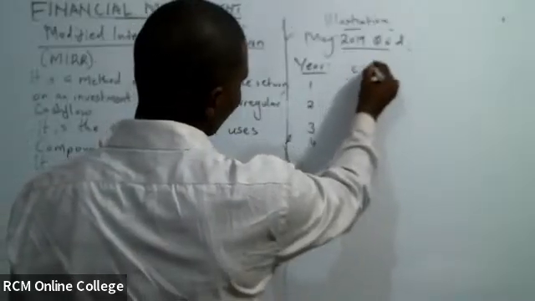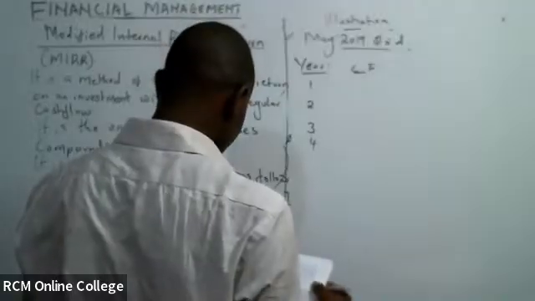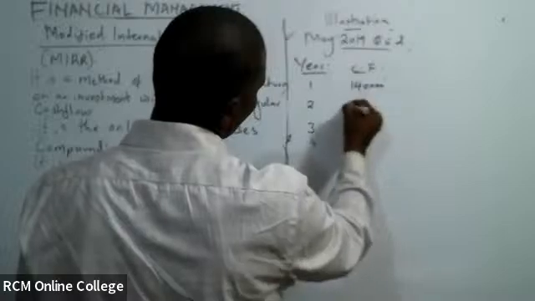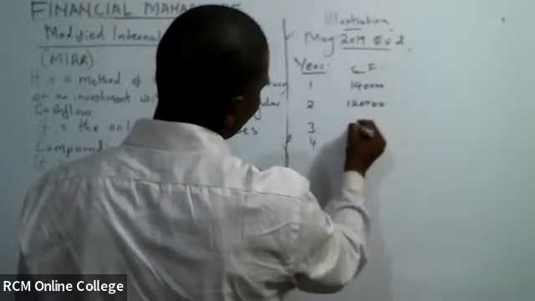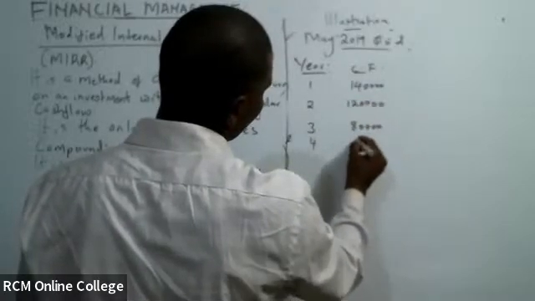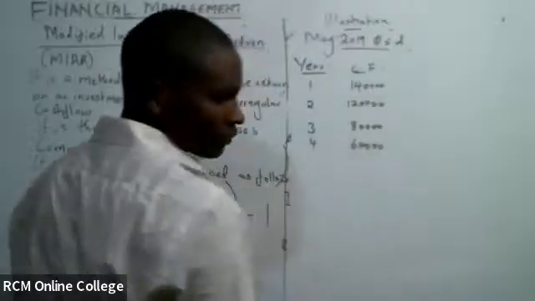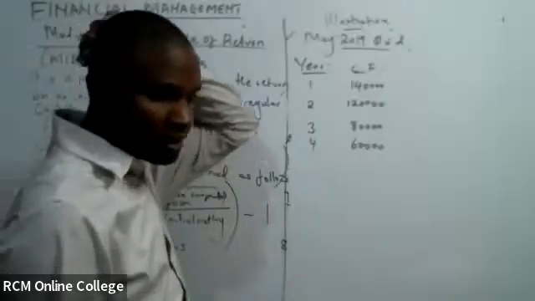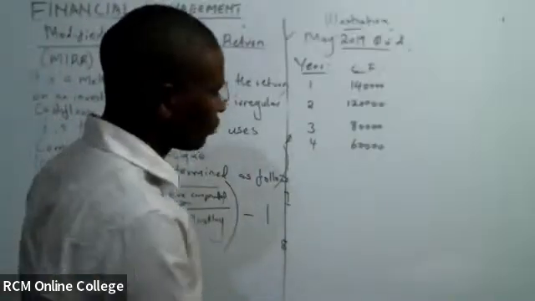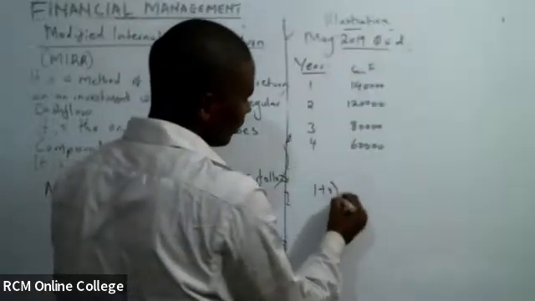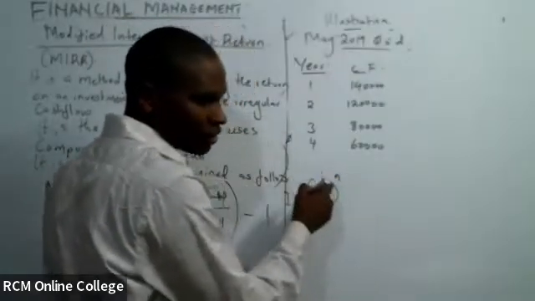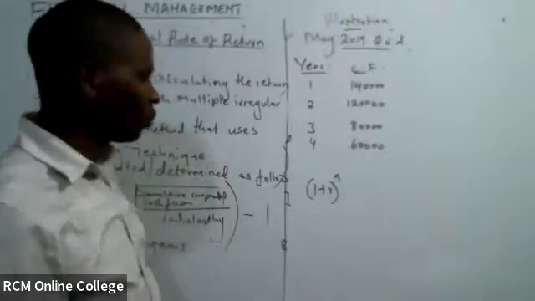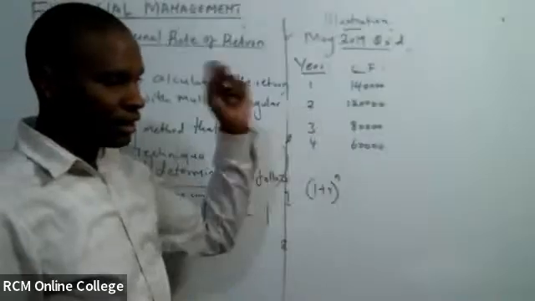For the cash flow here, the irregular cash flow, how were we compounding? We have 140, 120, 80, and 60. Compounding is just simple: we're trying to get the future value. So we compound by 1 plus R, the irregular cash flow, raised to N.